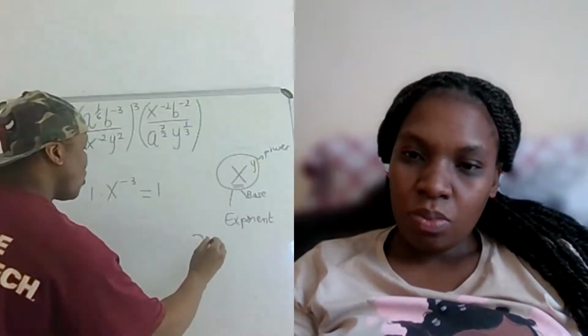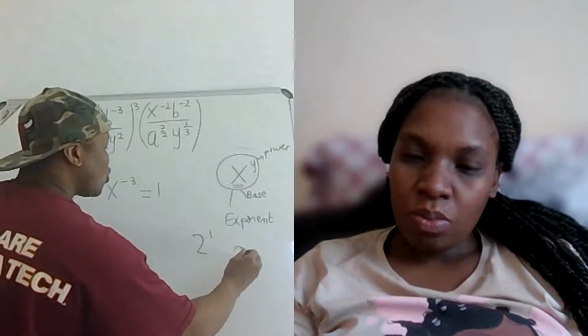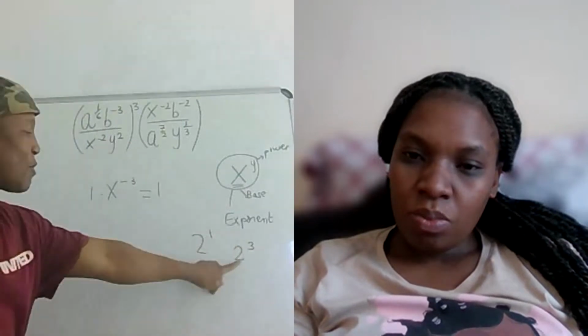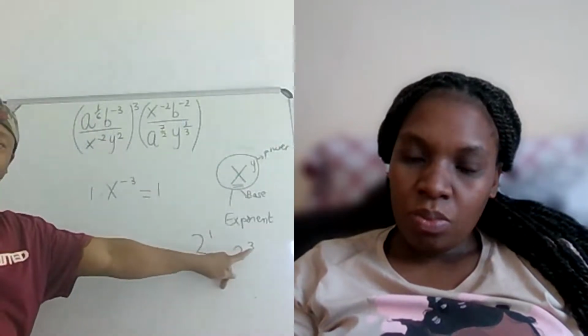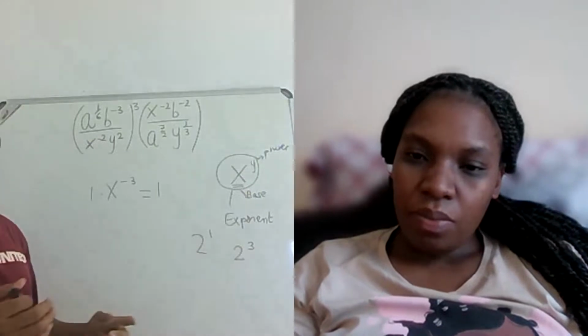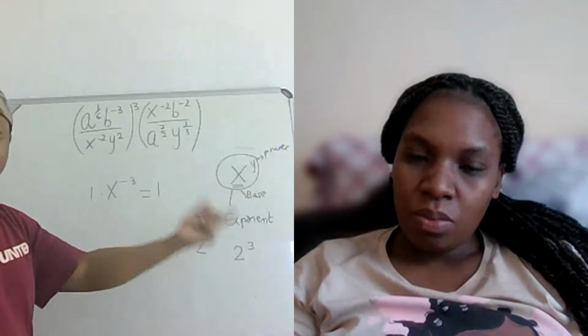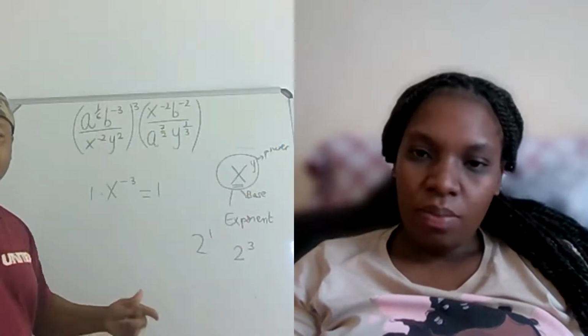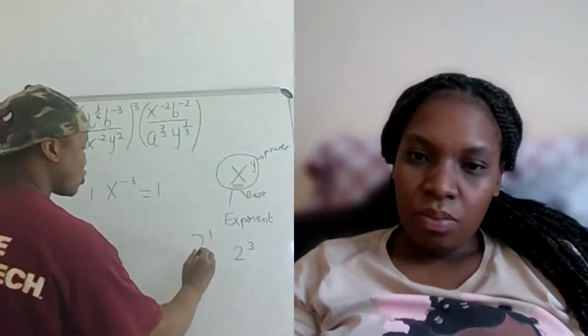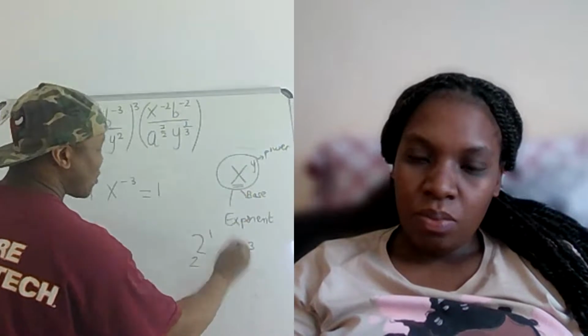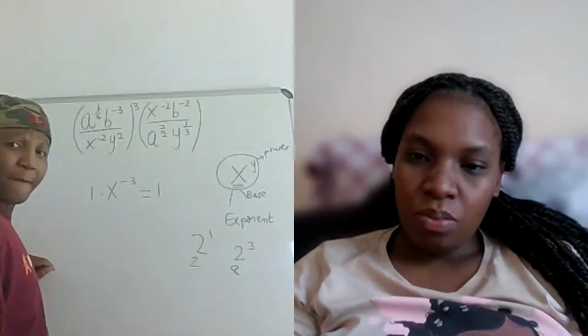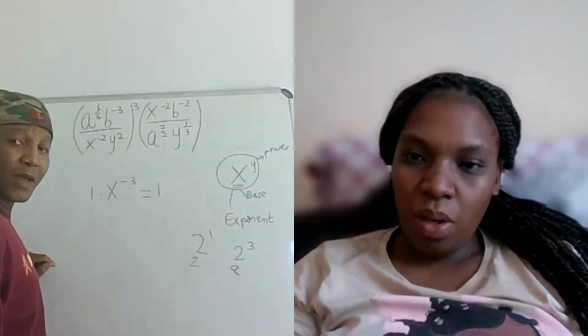For example, somebody gives 2 power 1 and 2 power 3. This is more powerful because of that number. In other words, it determines the power of the exponential, whether it's going to be bigger or smaller. Here, 2 power 1 equals 2, but 2 power 3 equals 8, because 2 times 2 times 2 equals 8. You get it? Okay.